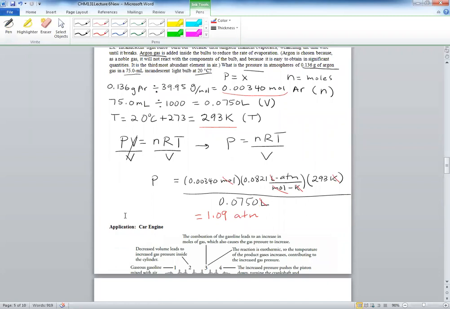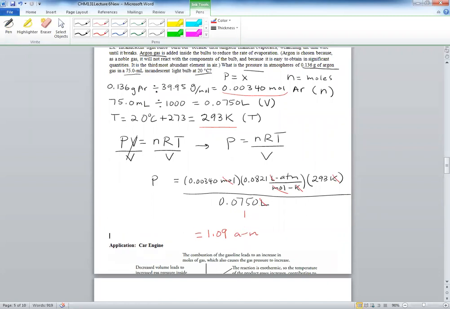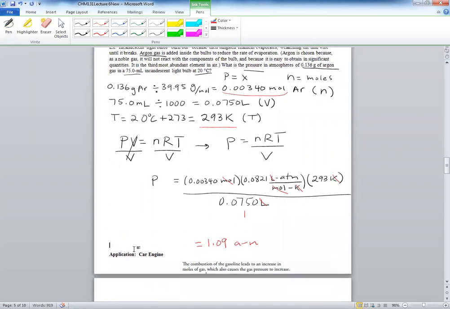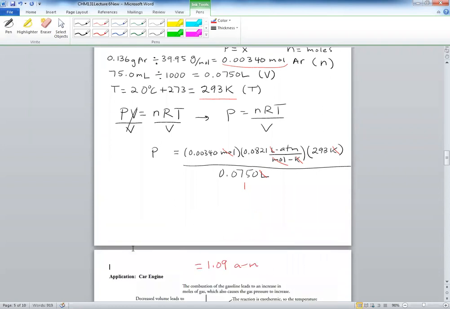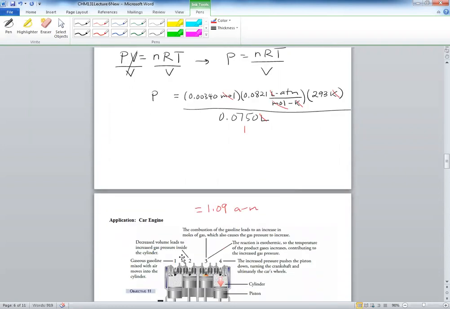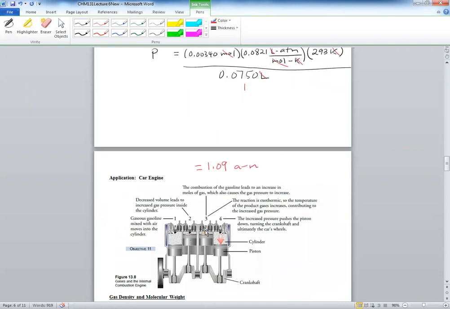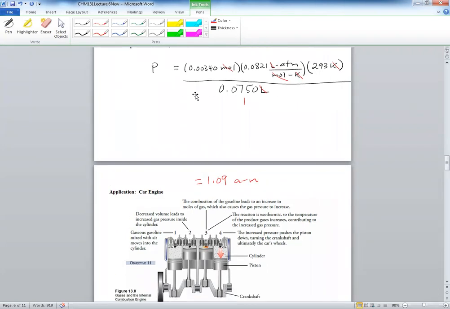Very well. Take a minute outside of this video to understand how a car engine works. It actually works according to the gas laws. It's really about pressure. So take a look at it and we may explain when we meet how it works. The answer is 1.09 ATM.